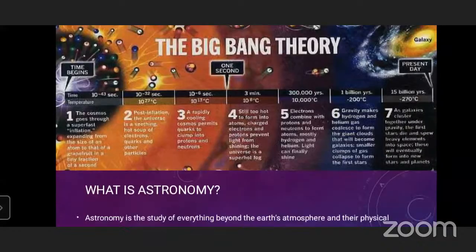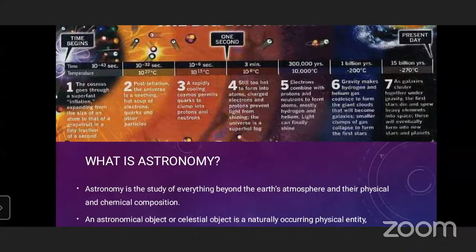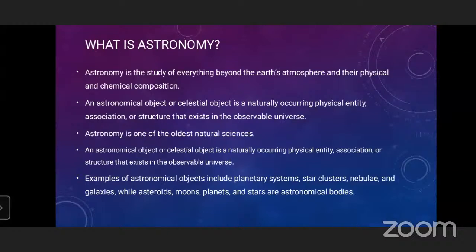This is what astronomy deals with. Astronomy answers many unanswered questions, like who created this universe, why this universe was created, and what will be the present, past, and future of the universe. Astronomy is the study of everything beyond the Earth's atmosphere and their physical and chemical composition. The space objects, the naturally occurring objects, are called astronomical objects or celestial objects.